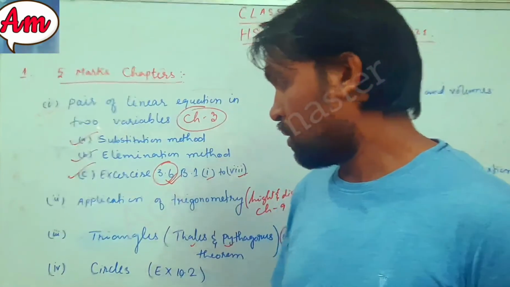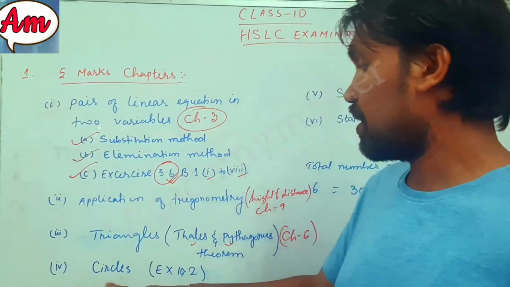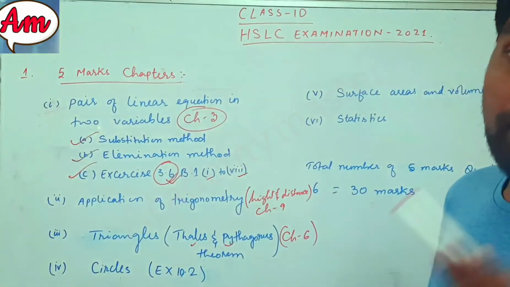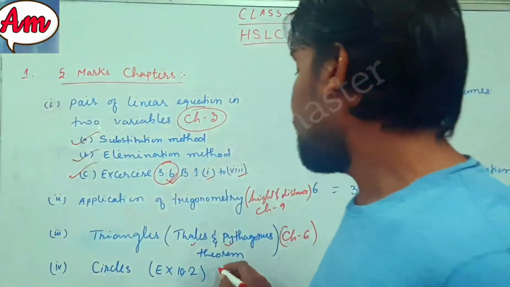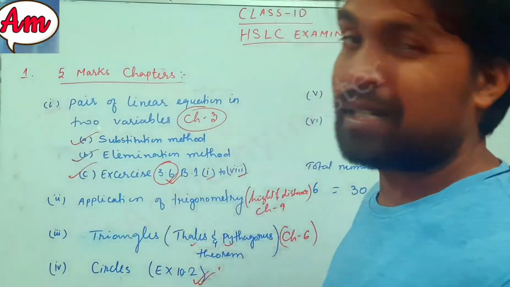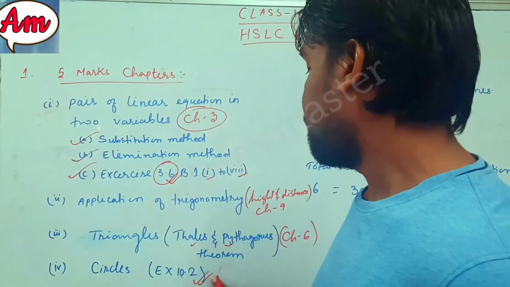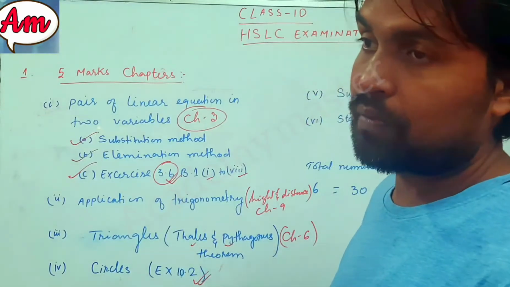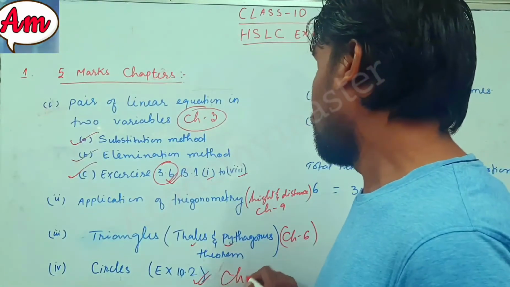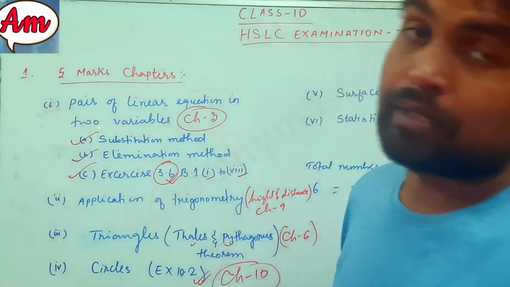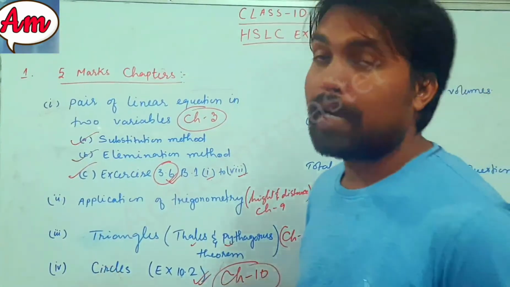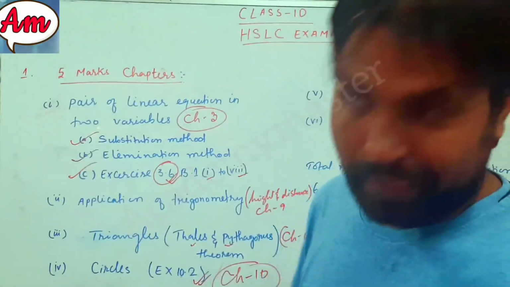The fourth chapter is circles. Here we have only one exercise, dear students, 10.2. You have to practice it properly. There are 13 questions hardly. If you practice those 13 questions, you are going to get 5 marks from here. Very easy, guys, this one. I suggest that every one of you should practice this.